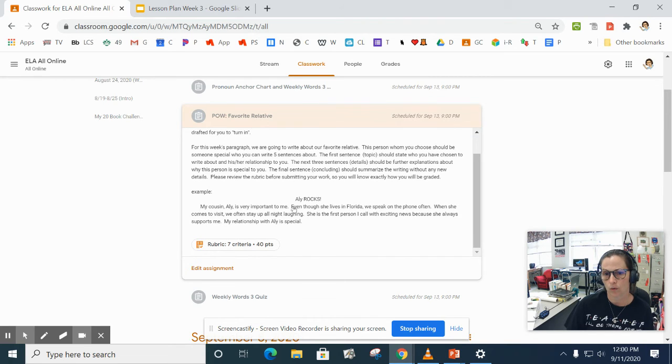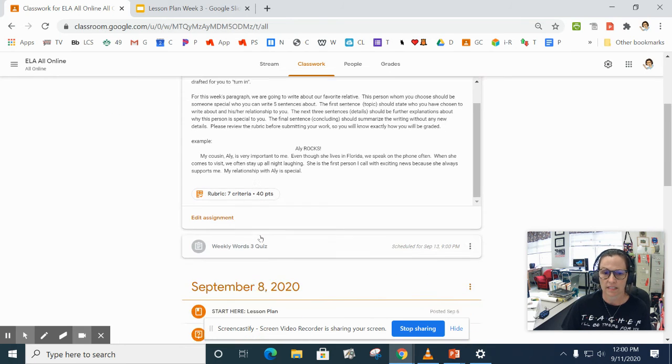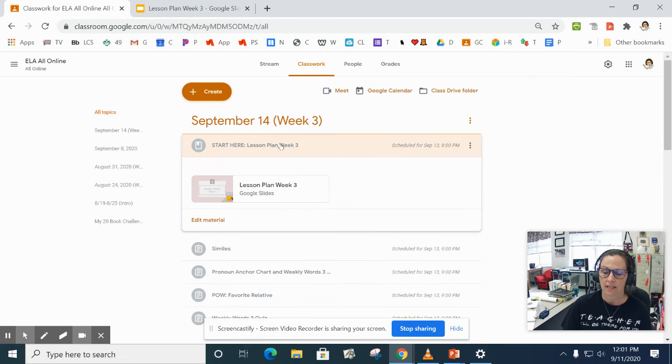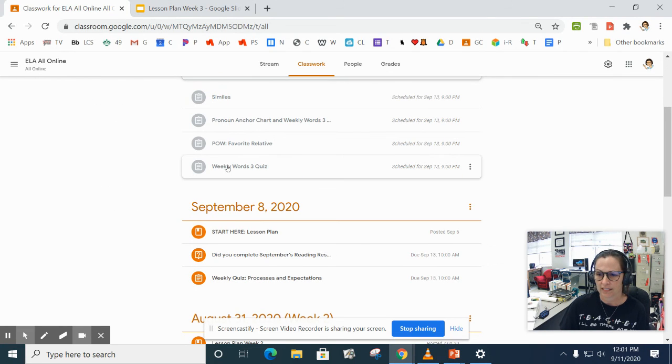I've also written an example paragraph of my favorite relative because I can't choose between my daughters. And so I did my cousin Allie, and I just talked to you about Allie. So this is approximately what your paragraph should look like. Remember, 5 sentences, please. And then lastly, you do have your weekly word quiz. This quiz does not open until Friday morning because ideally you're working on these notes on Monday. You've had all week to love on the words, adjust to the words, study the words, and place them in your long-term memory before the quiz actually opens.